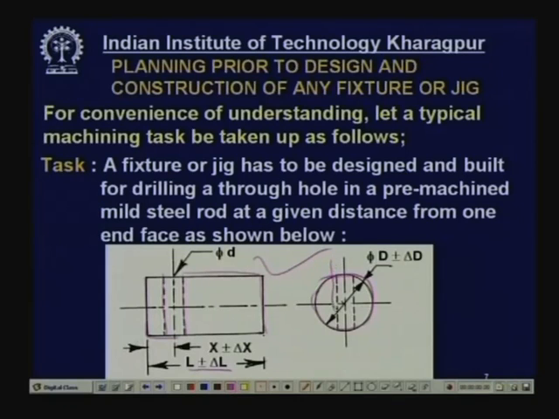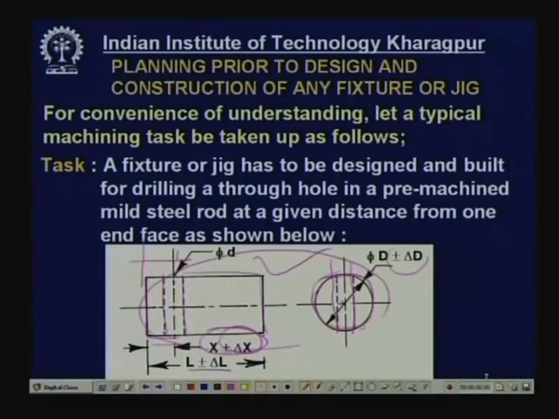A diametral through hole has to be made into this rod at a given distance. This distance is very important, this distance x plus minus delta. That means the distance should be precisely maintained within a small tolerance. The diameter of the blank may also vary because the blank is pre-machined by turning somehow. So, this may also have some variation in the diameter, say delta d, a small variation.